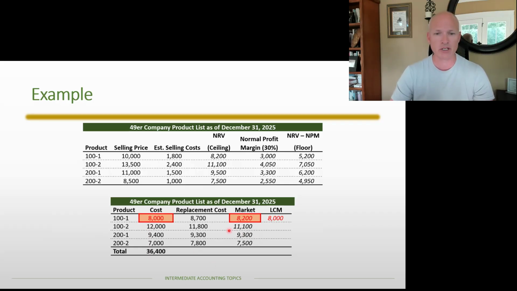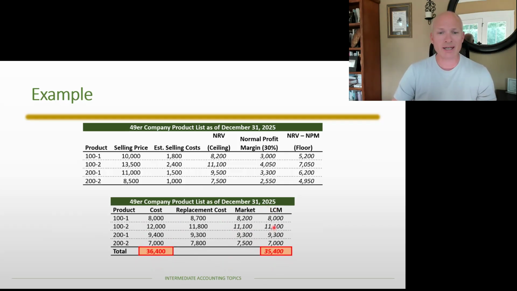Here we can see the market is lower again, and then the cost is lower on the fourth product. So we take all that information down, and then we sum that up. We can see that at the end of the day, our current carrying cost is 36,400, but the LCM amount is 35,400.